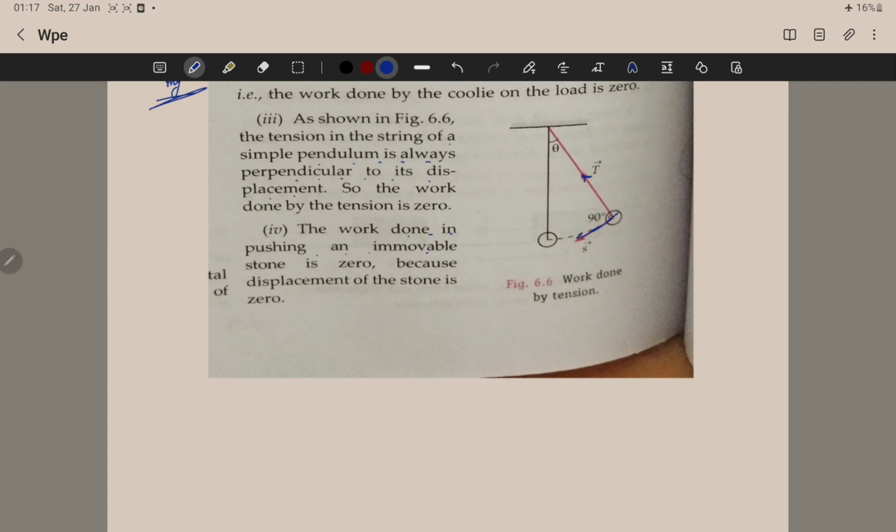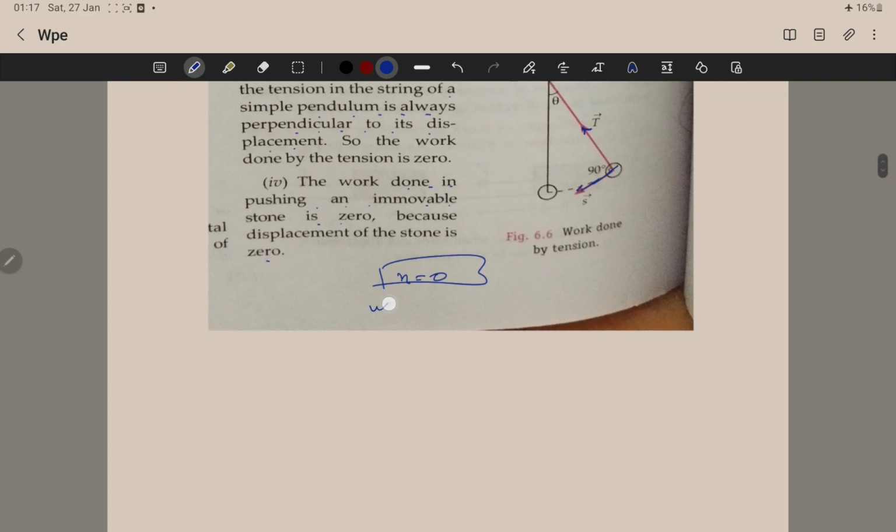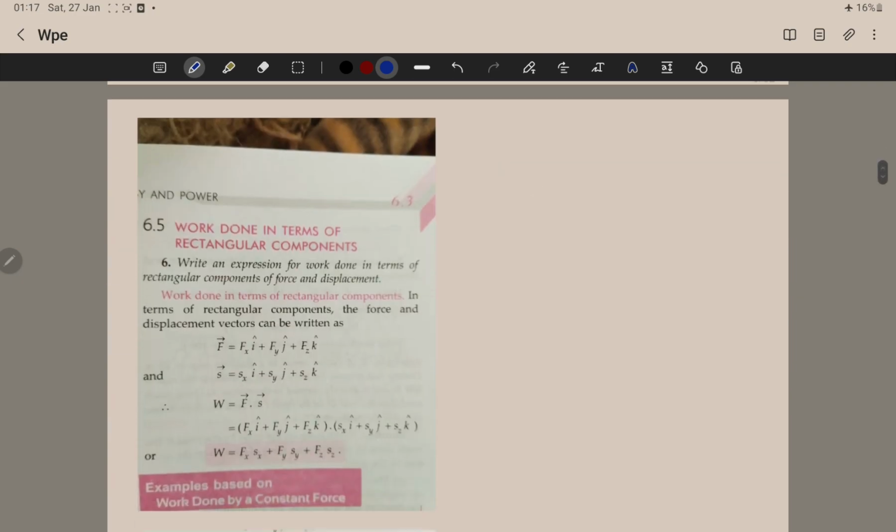The work done in pushing an immovable stone is zero, because there is no displacement. If we try to apply force on an immovable stone, because displacement is zero, work done is zero. So these are some examples.